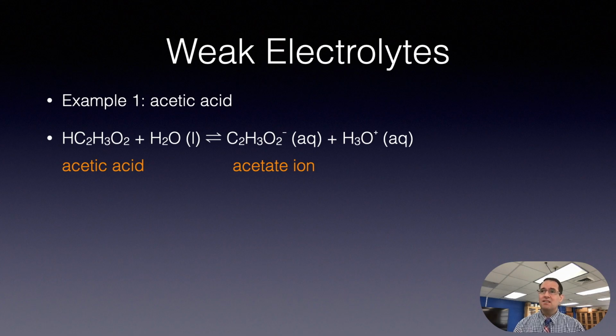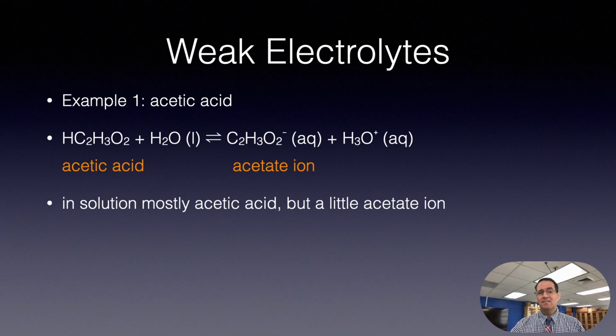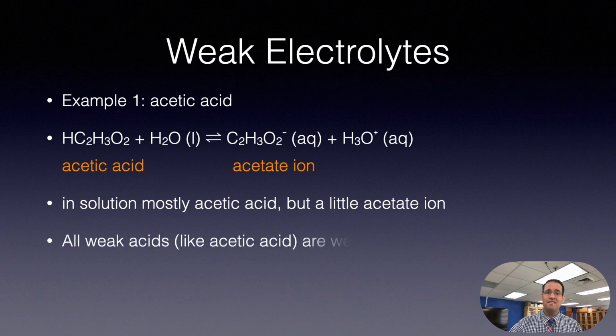This might be, in a typical weak acid solution, 1 to 5% of the mixture, okay? So you've got 99% or 95% mostly associated molecules, okay? So in solution, it's mostly acetic acid, but you've got a little acetate ion in there. All weak acids, as we'll see later on in the class, like acetic acid here, are weak electrolytes.